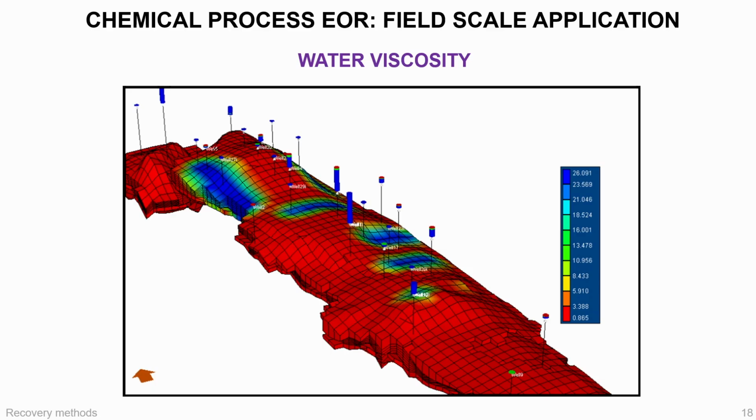This slide shows the effect of increasing water viscosity, which is one of the central mechanisms in polymer flooding. When injected water is made more viscous, the mobility ratio improves, and the displacement front becomes more stable. This reduces channeling and fingering. The practical result is better contact between the displacing fluid and the oil-bearing zones.